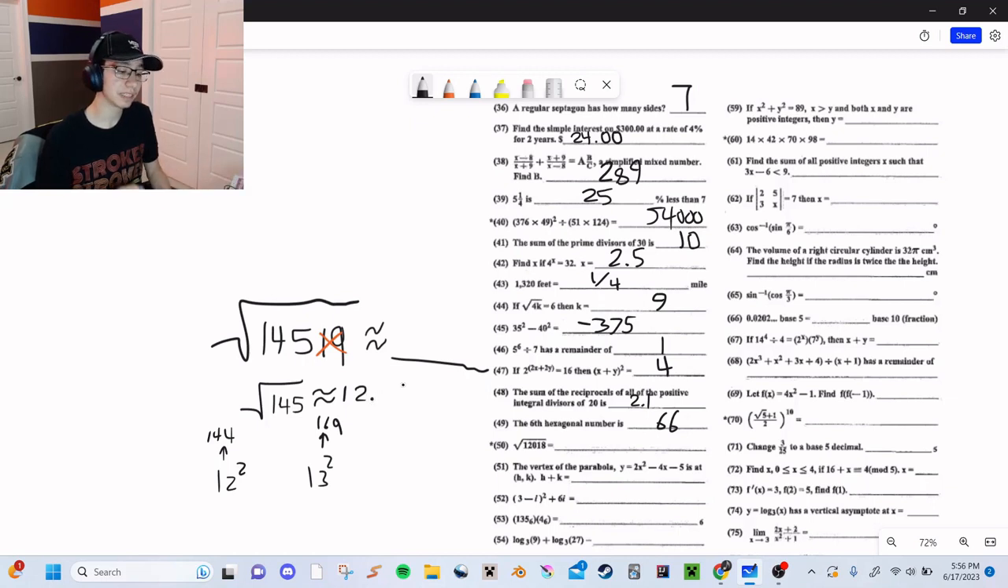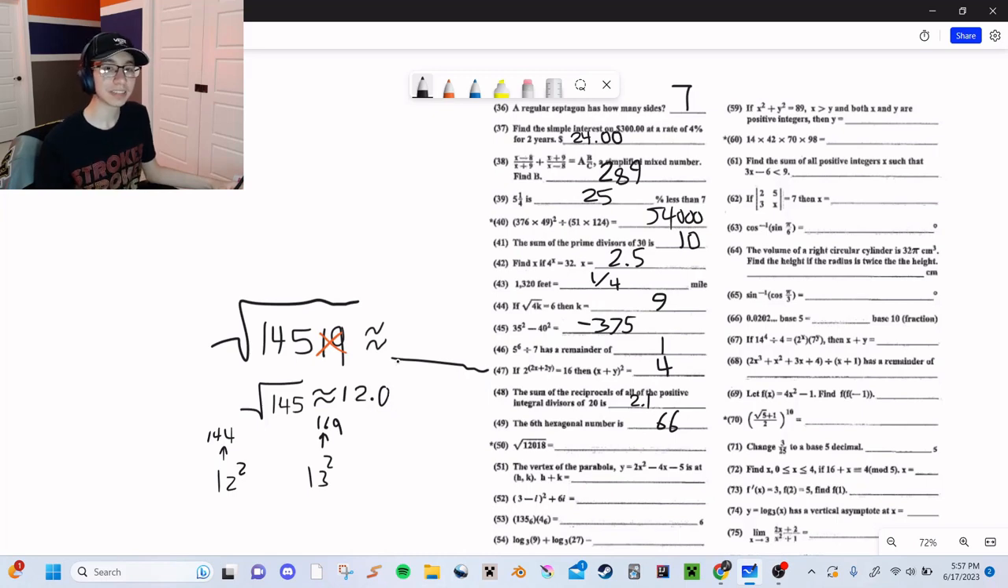Now, if I went another step further and tried to estimate what the next digit would be, I think just how close is it to 12? Well, because this one's really close, I'd probably say it's like 12.0. Okay, so now what do I do? How do I solve the original question of getting the square root of 14,519?